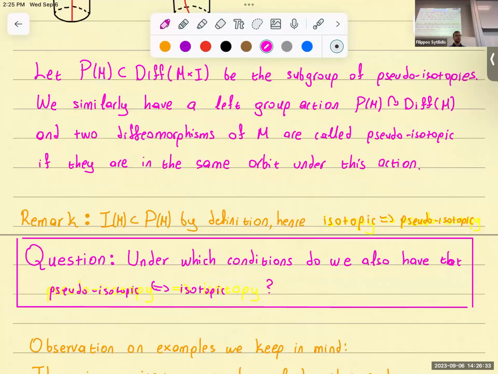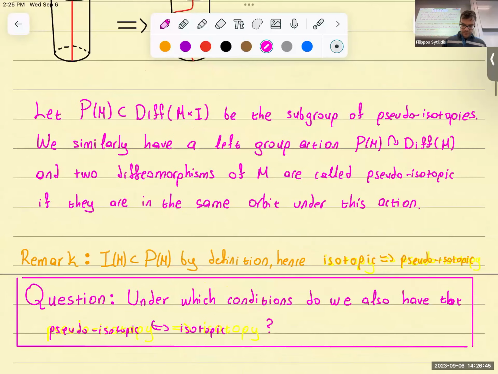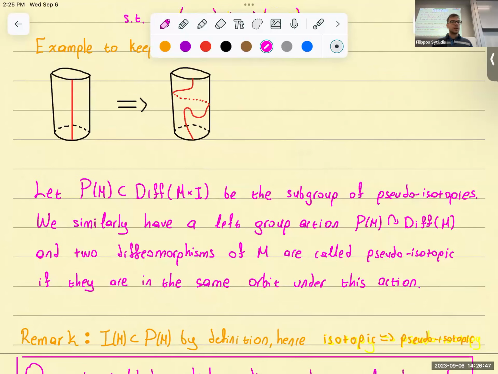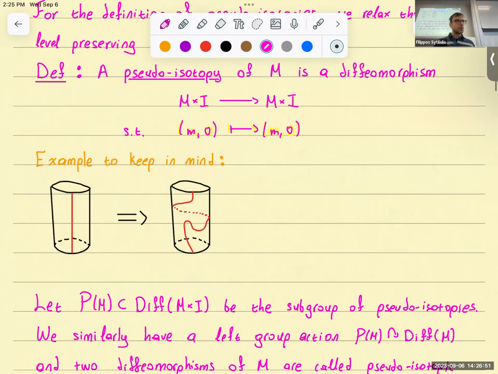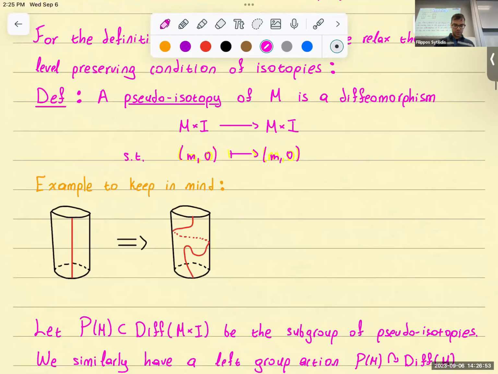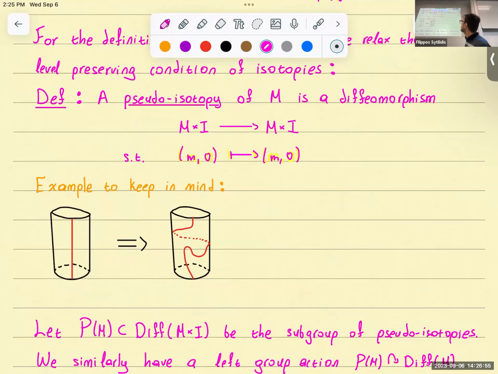So that's the question. Let me just ask, P of M is, you say, the subgroup of pseudo-isotopies, but you don't quite define it, unless I missed it. You say let P of M be the subgroup. Oh, is it above? I defined what a pseudo-isotopy is. Let me just go back to it. I think I was sleeping. There it is. Thank you. Yeah, right. Oh, okay. So that okay.